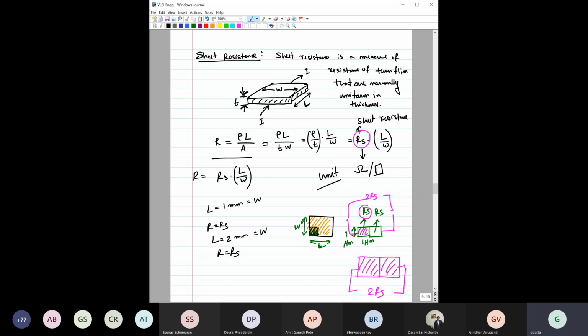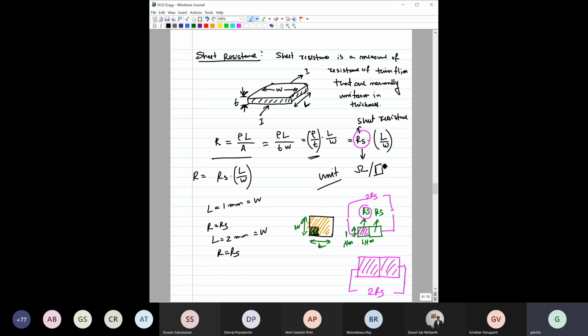You can think of it that way as well. While discussing this, we saw that this resistance can be interpreted as rho by T into L by W, and this rho by T, the resistivity per unit thickness, is nothing but the sheet resistance. From a unit point of view, the sheet resistance unit has to be the same as that of a resistor. But to differentiate it from a normal resistor, what we generally write is ohm per square.